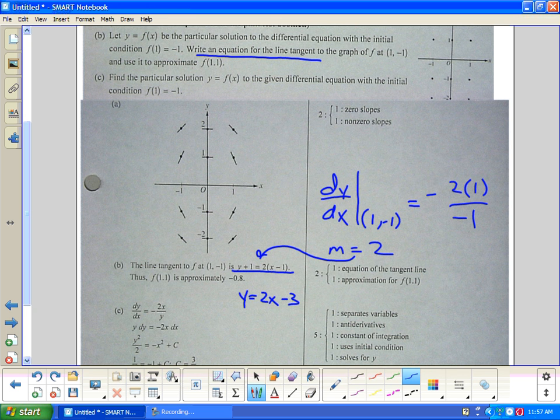But we don't want to do it that way. And then it says approximate value for f of 1.1. Well, that just means plug in 1.1 for x, right? If I do that, I get y plus 1 equals 2 times 0.1. Subtract 1 on both sides, I get y is -0.8. Give yourself a point if you have 0, -0.8 as the approximation for that point. Give yourself another point.